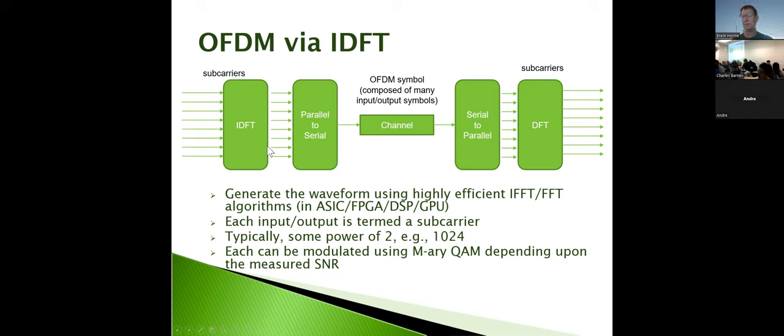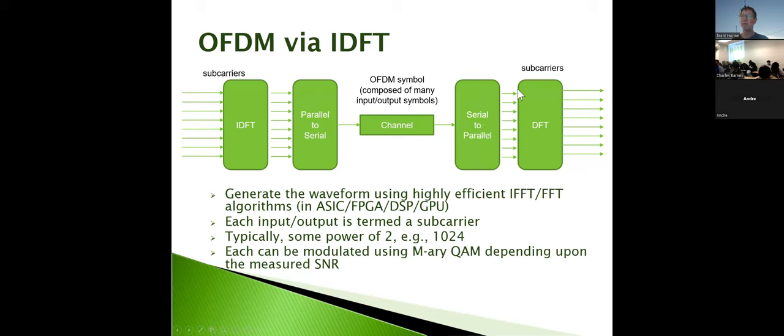So if you do an 8-point discrete Fourier transform, typically we're dealing with 1024, 2048, or 4096, but I don't want to draw that many arrows, so I just drew 8. But if you have 8 coming in, you do this inverse discrete Fourier transform, you're going to have 8 coming out, right? These are all in parallel. Let's now convert those from parallel to serial and now send them over the channel and then do the reverse.